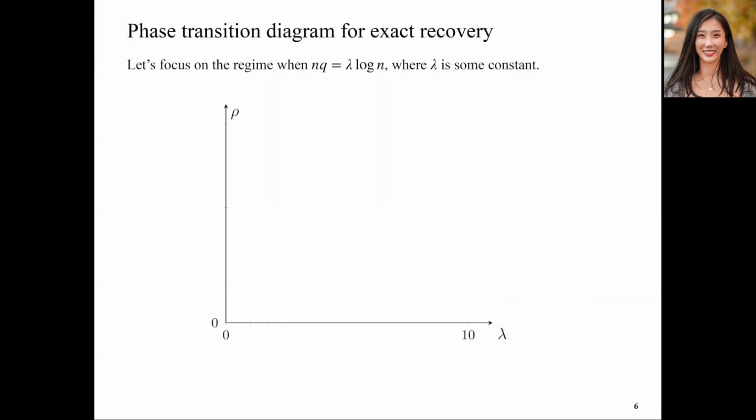Now let me show you a phase transition diagram. Here we focus on exact recovery, where we want to correctly identify all the users between the two networks. We focus on the region where the average degree n times q equals some constant times log n. So this diagram has two dimensions. One dimension corresponds to the correlation parameter rho, the other corresponds to this constant lambda.